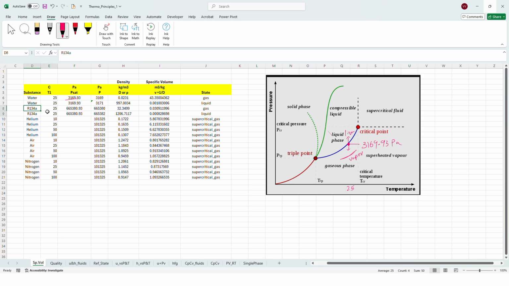Did the same thing for R134A for its two-phase mixture, and you can see the density differences and the specific volume differences here. Okay, so use this tab to brush up on your skills on how to calculate specific volume and also trying to understand the two-phase region. Okay, all right.